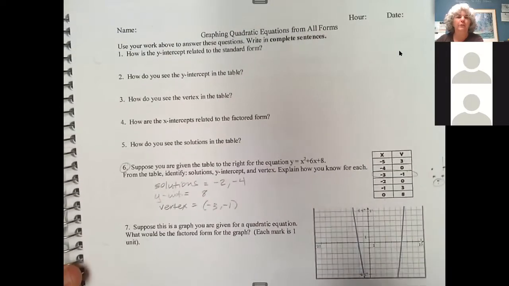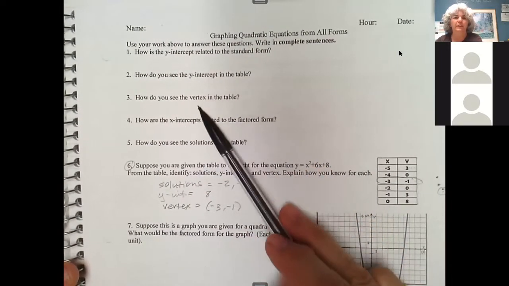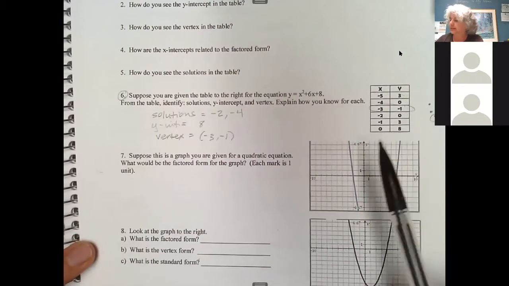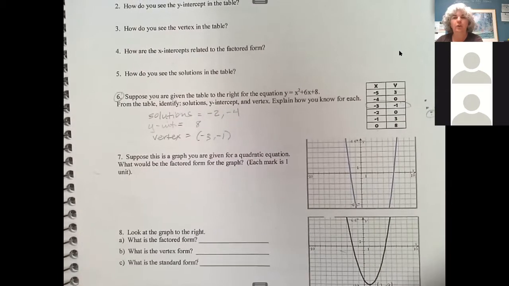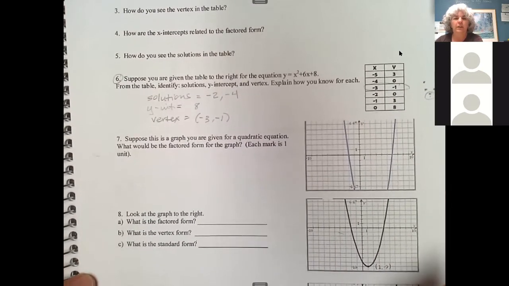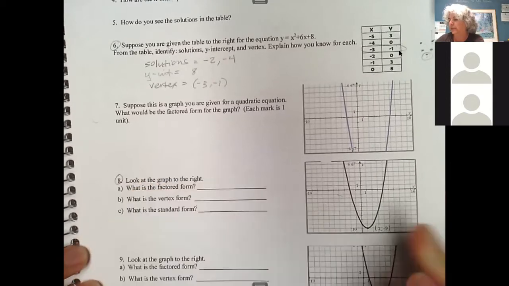Okay, so that's kind of what you're looking at when you're answering questions 1 through 5 here. Where do you find those things in the table? Hopefully that'll help you. And then numbers 7, 8, and 9 are kind of going backwards like we did at the end of last week's assignment. I'm going to skip 7 and go to 8.